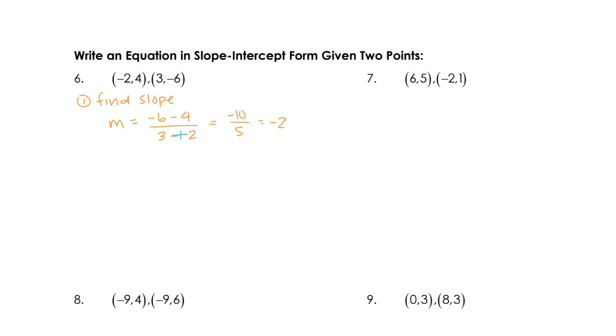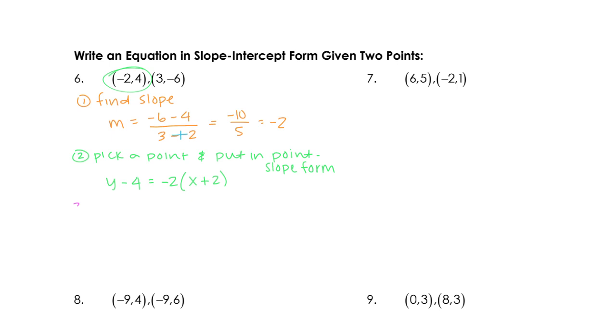So with that being said, step 2 is going to be pick a point and put it in point-slope form. So then picking a point, I see that both of them have a negative in it. I'm going to go ahead and just pick the first ordered pair here. So we have y minus 4 equals, our slope is -2, times x minus -2, which would be plus 2.